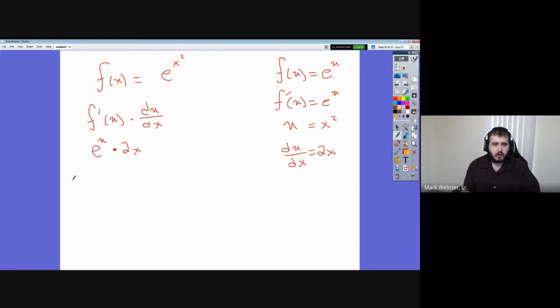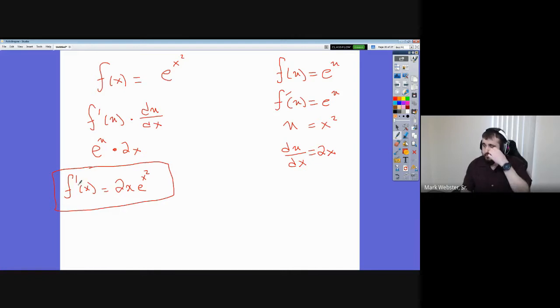So our derivative, and I'm going to take this 2x and bring it up to the front because it looks prettier that way. 2x e to the x squared. And now we're done. So we're looking at stuff like this. Simple things that we can break down very easily.